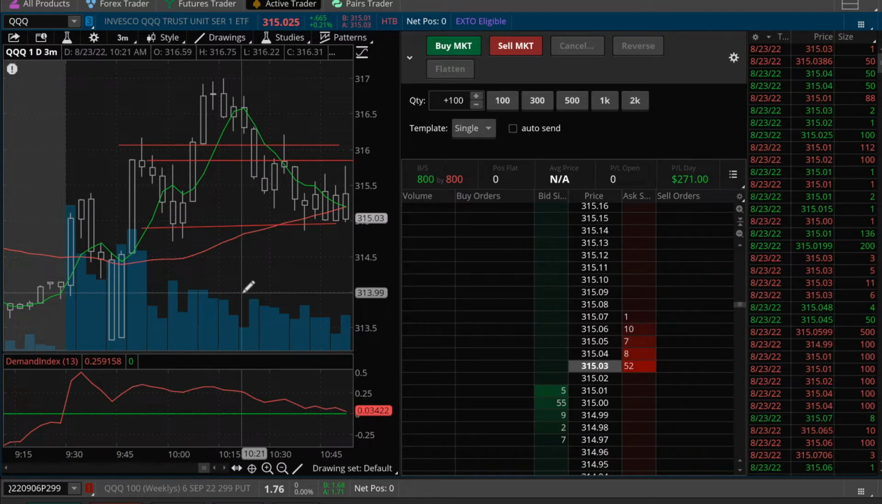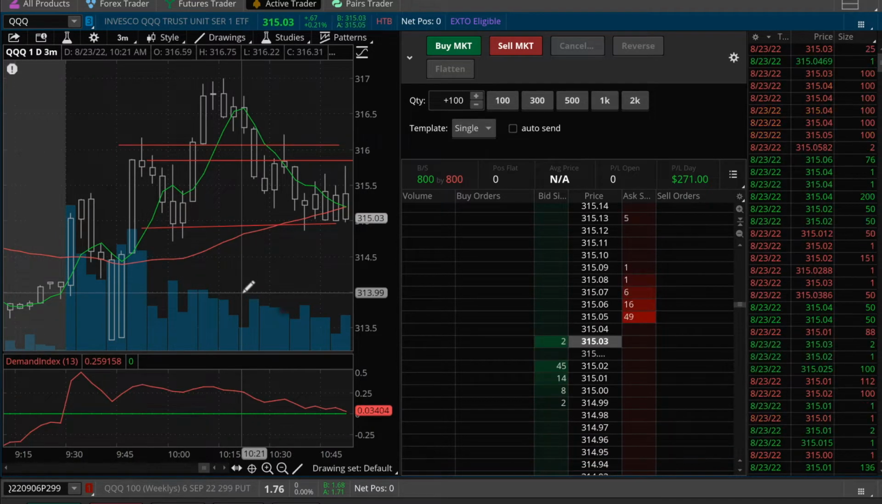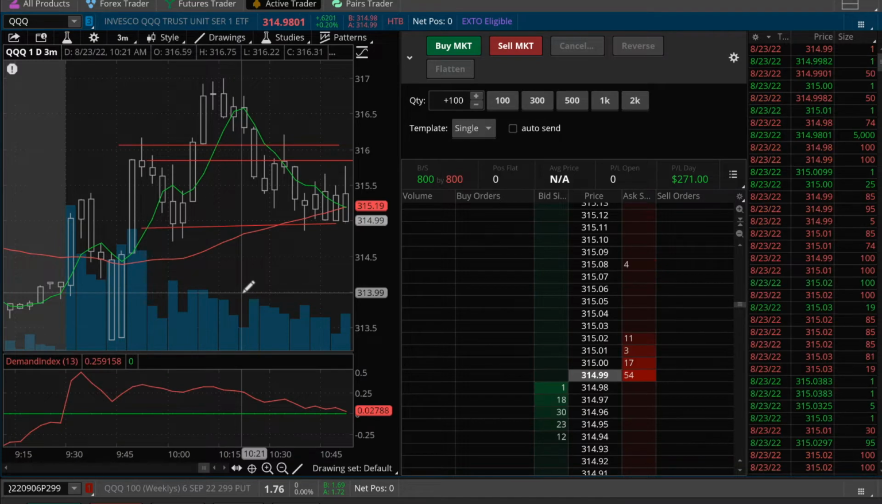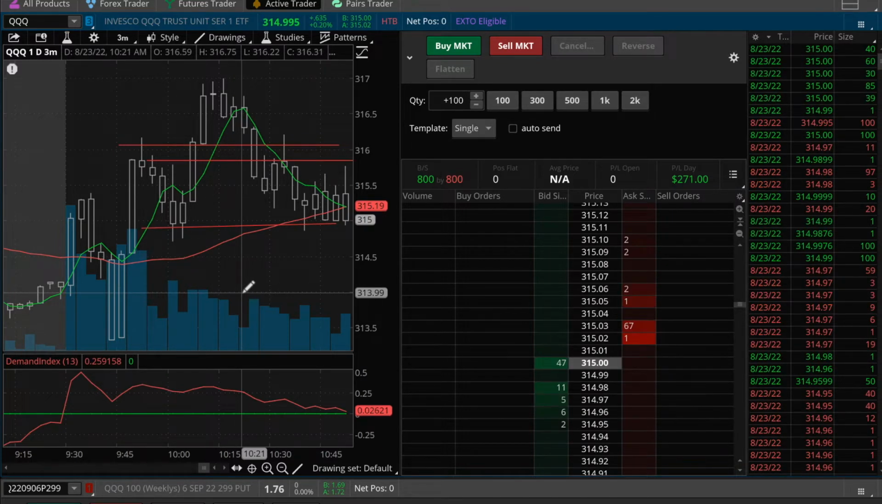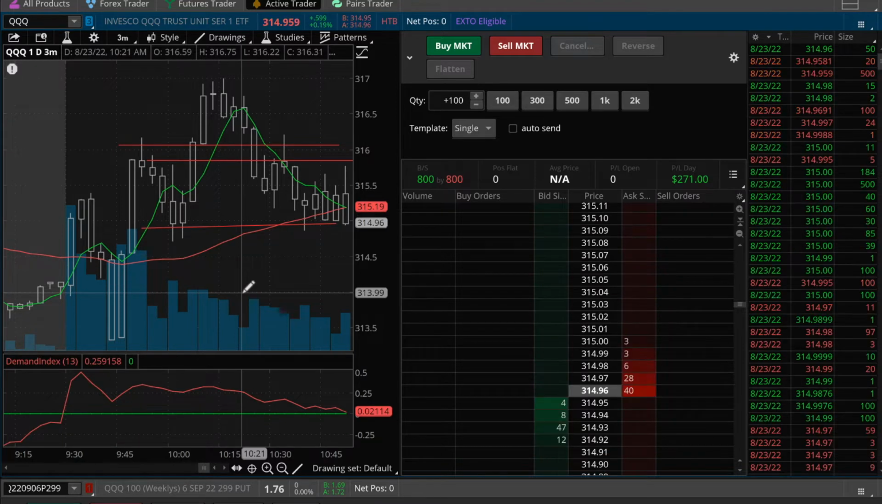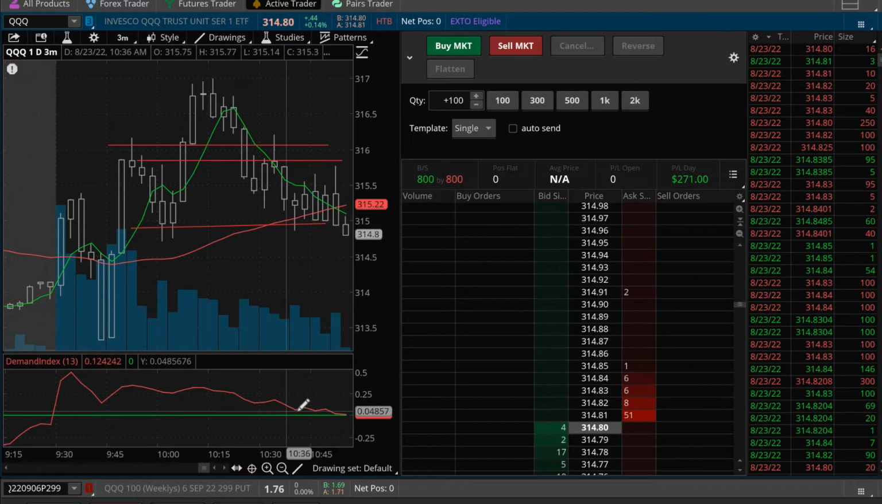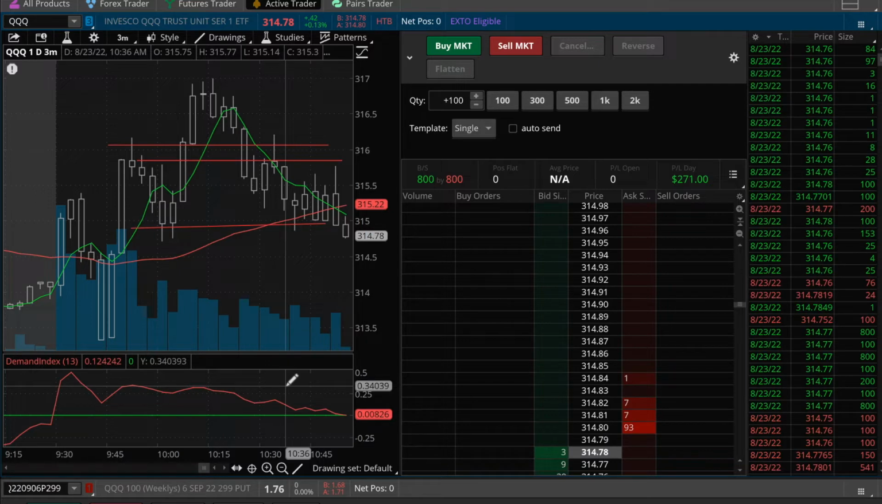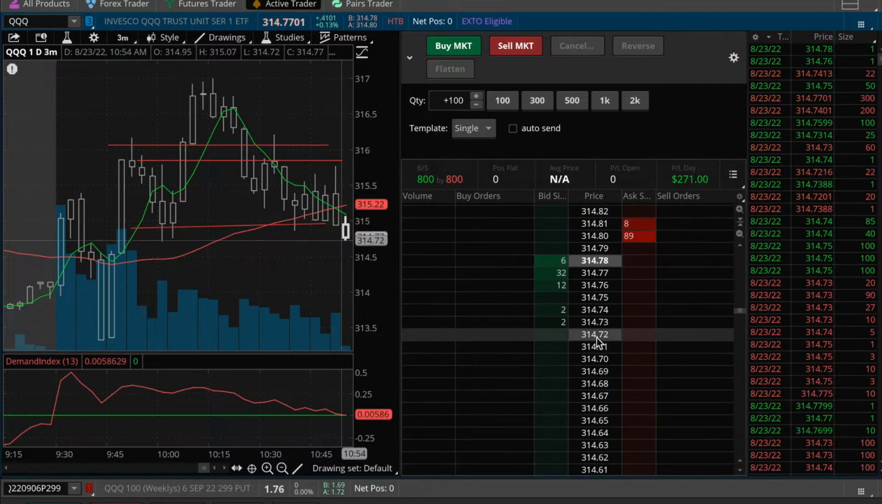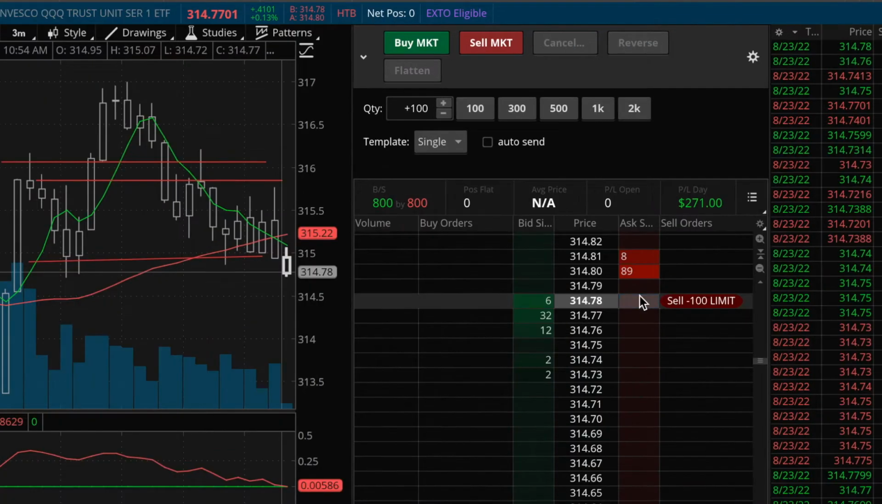So it looks like the moving averages are about to cross, but the demand index has not yet. So I'm not going to allow this to fake me out. Now I am buying and selling shares of QQQ here. Generally, I would, okay, they have crossed, but we have not gotten the demand index underneath. Oh, now it's just about to go. So I am going to sell.